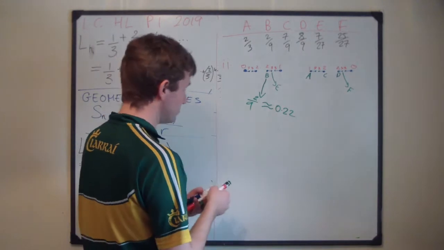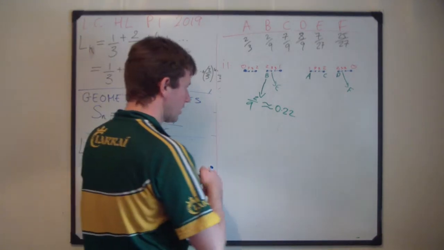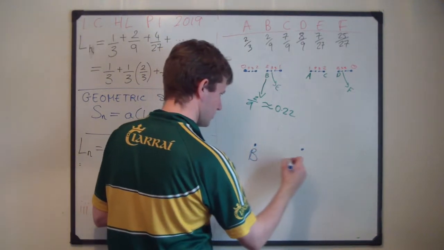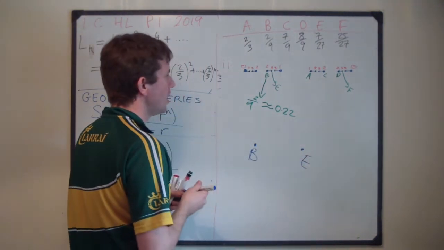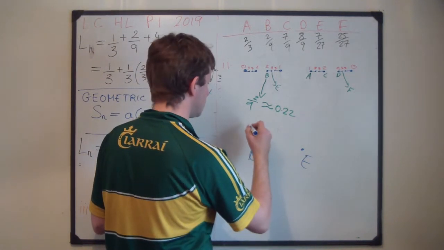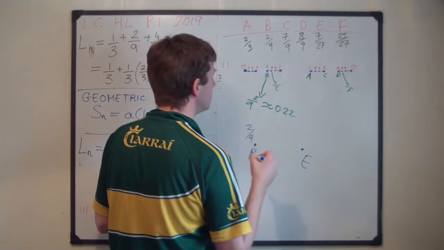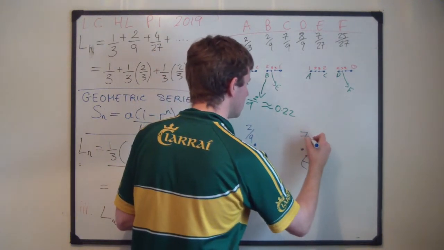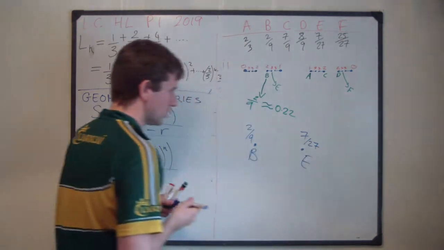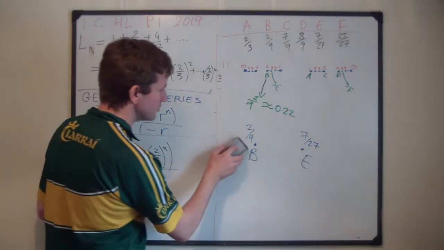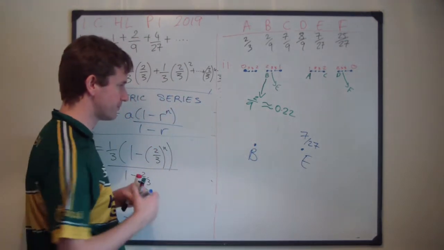So the interval from B to E. So zoom in. B is 2/9. E is 7 over 27. Okay, and what we might do is write this in terms of 27s as well. So we'll write this as 6 over 27.